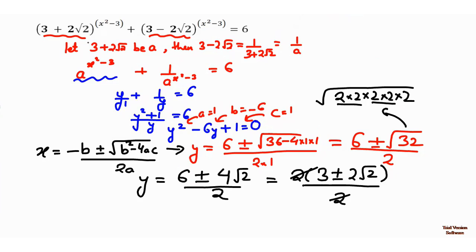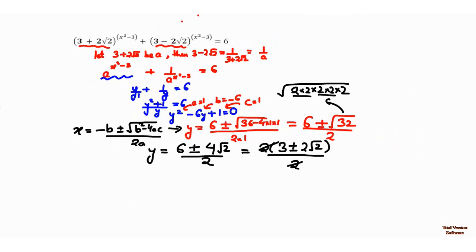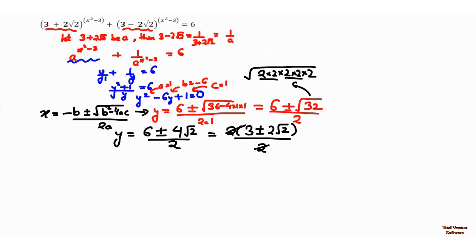Both of these values, one of them can be y, the other will be 1 upon y. We are getting the same thing. The question is still not done. We have to find x. We just found the value of a to the power x square minus 3. So let's put this here. A to the power x square minus 3.